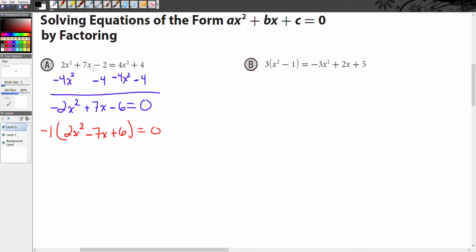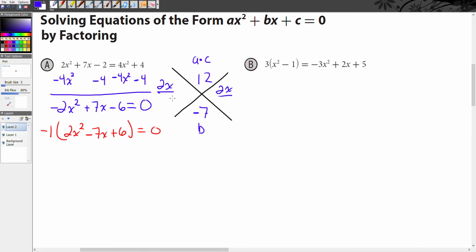I'm going to go ahead and use the diamond method. So I'm going to draw my x here. And remember, up here we put a times c, so we have 2 times 6, that's 12. Down here we put our b value, which is negative 7. And then over here we put our first term without the exponent, so 2x over something. Let me separate this a little bit here. And over here, 2x over something.